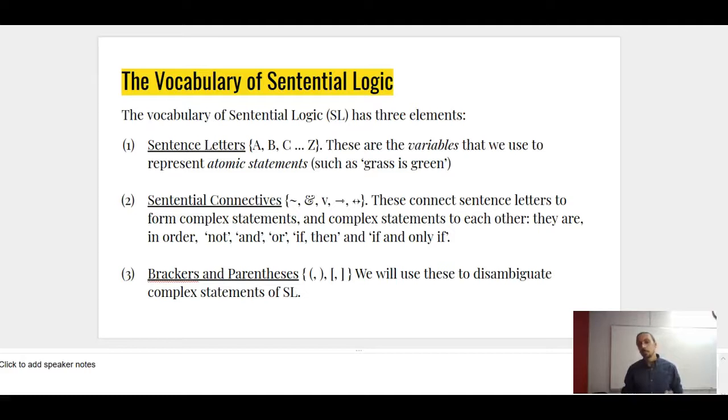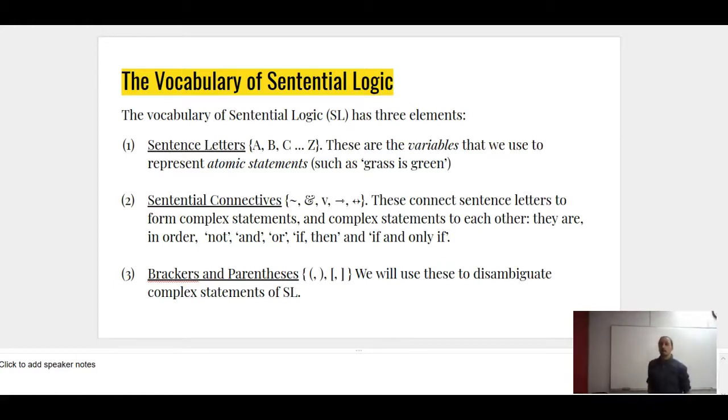The second element of our vocabulary, after the sentence letters, will be the sentential connectives. These will connect sentence letters to form complex statements. If you remember, in the last video I said there are atomic sentences and complex statements. A complex statement is formed out of different parts. They are not, and, or, if then, if and only if. And these elements we're going to use together to combine the sentence letters.